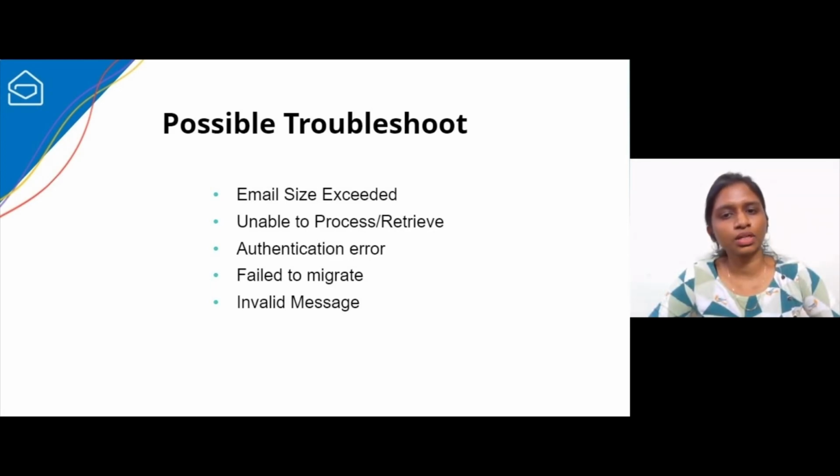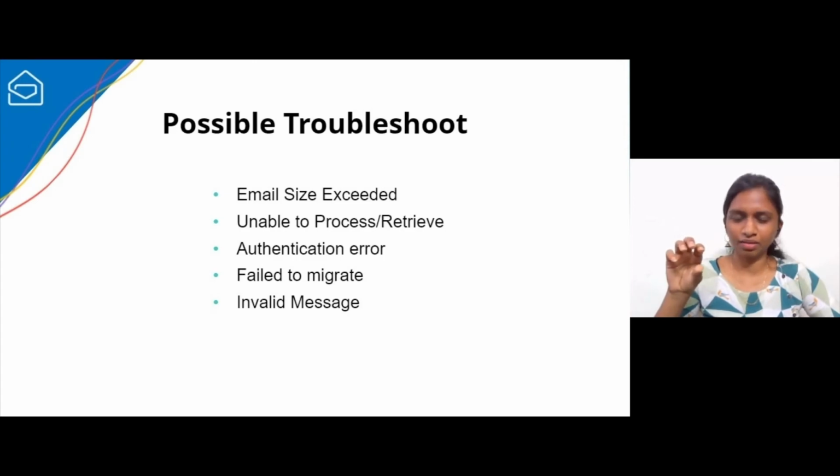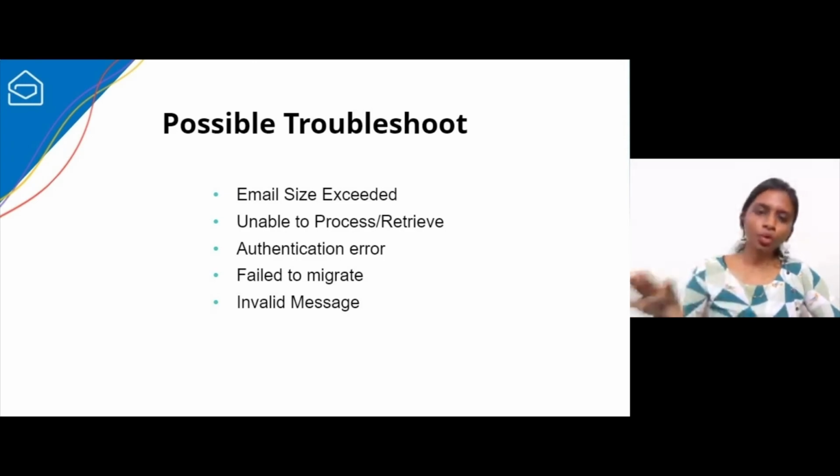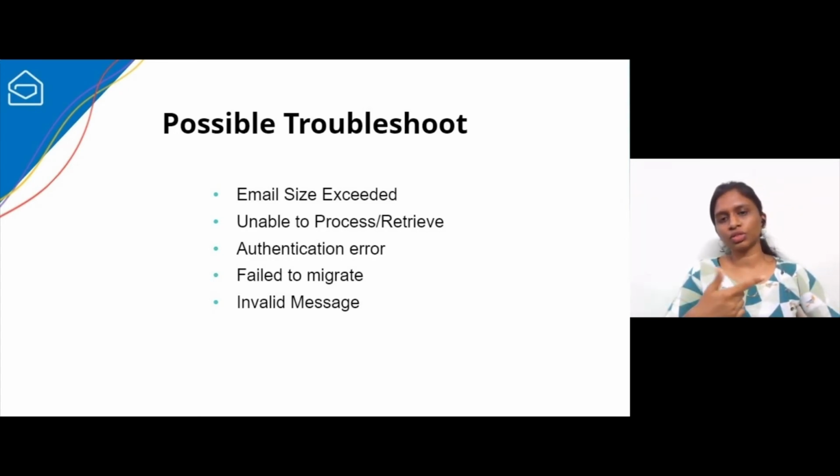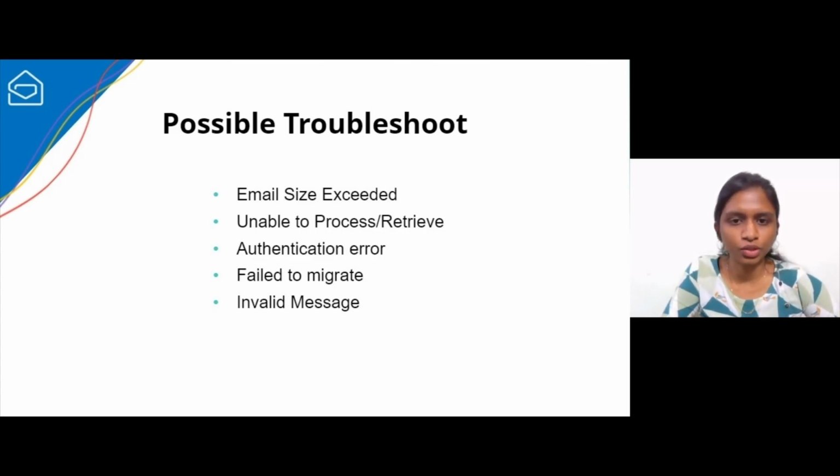Next comes unable to process or retrieve. This mostly happens if there's some internal error, or if the email is not able to be retrieved from the source server. Those emails will not be migrated. At that point, what you can do is rerun the migration after it gets over, so that those errors would have been solved by then, and those emails would reach Zoho Mail.